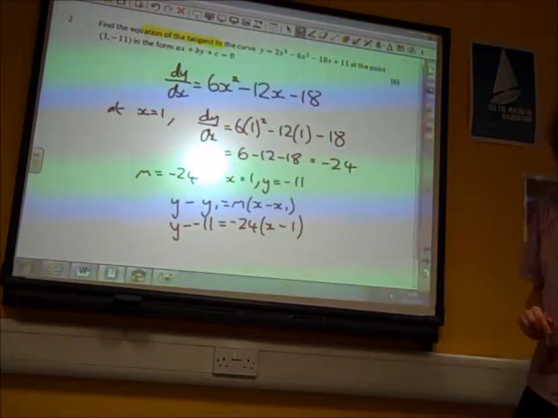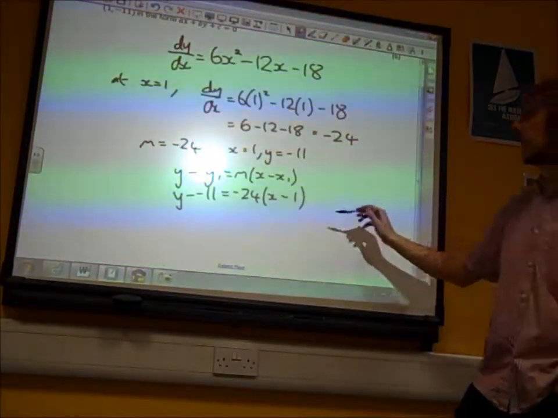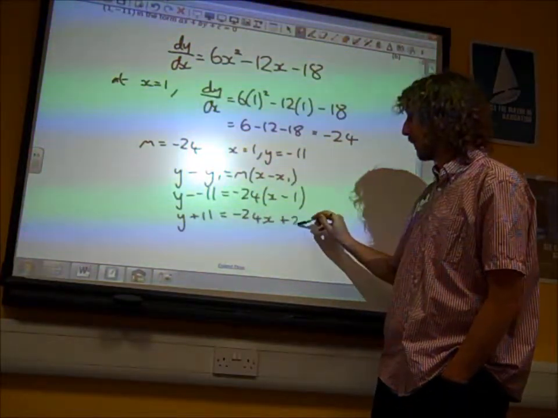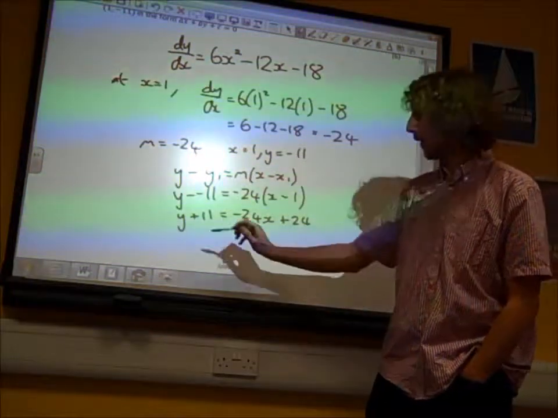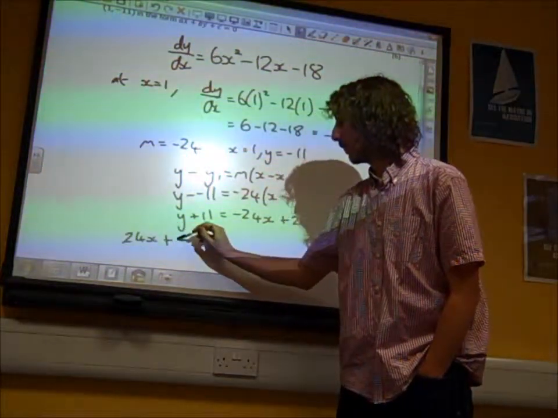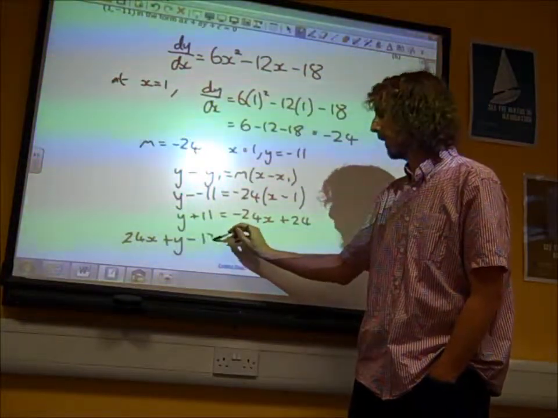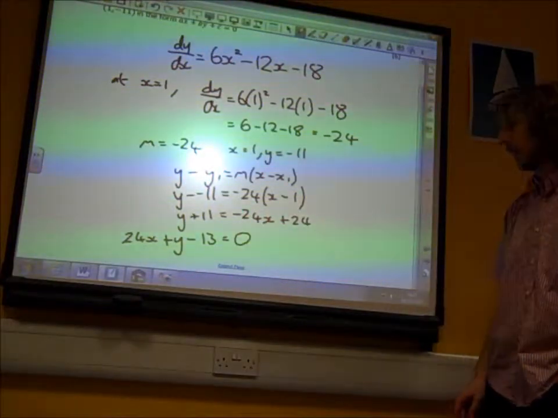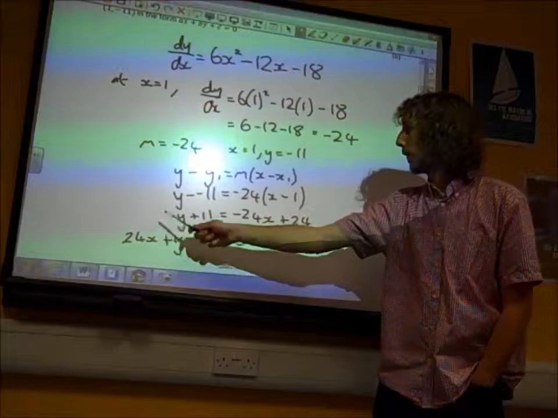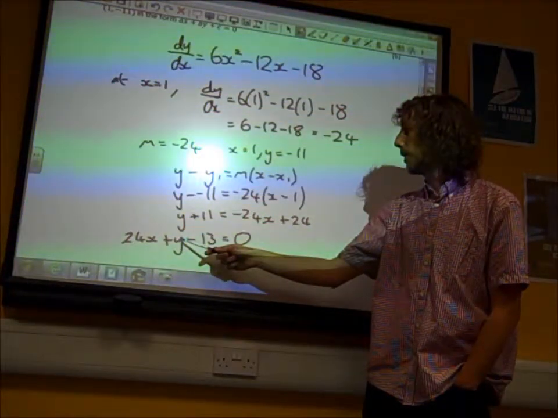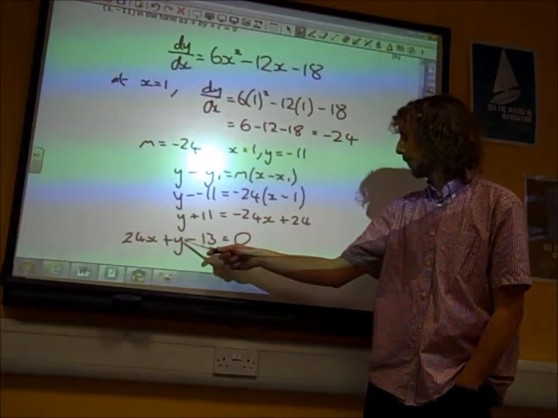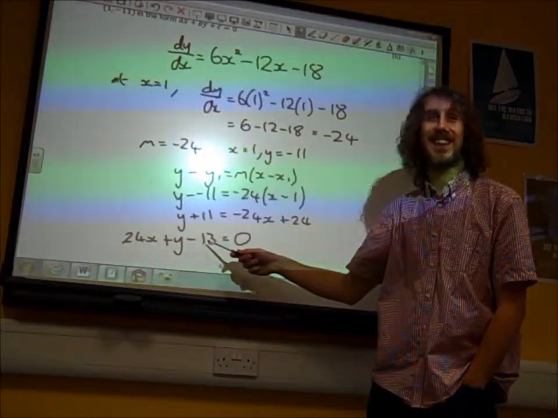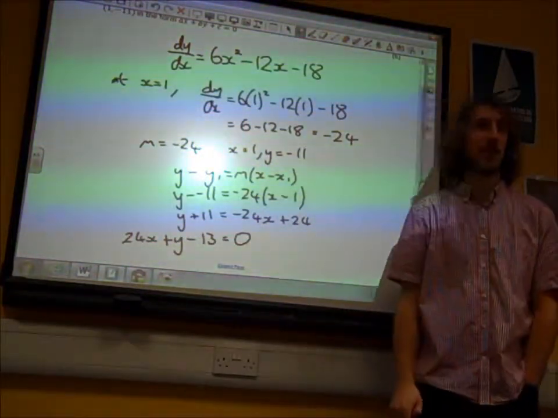And we want to have it in the form ax plus by plus c is 0, so all on the same side. So we've got y plus 11 minus 24x plus 24. Take everything over to the left. 24x plus y minus 13 equals 0. We may as well do a quick little check. Does this pass through that point? Well, 1 times 24, 24 take away 11 is 13. Oh yeah, take away 13 is 0. Good. Dave managed to confuse himself slightly.